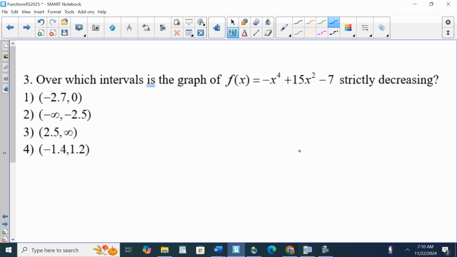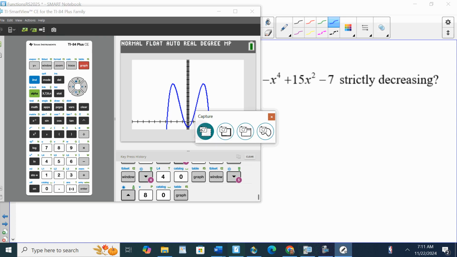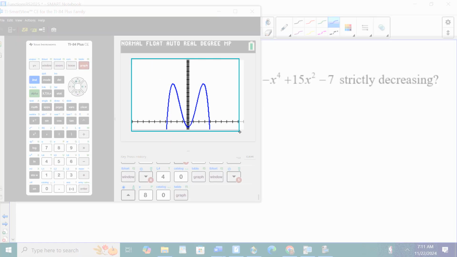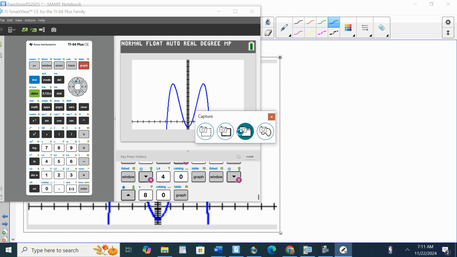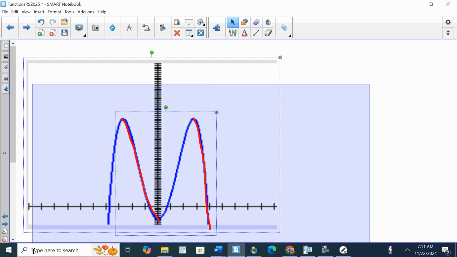Let me see if I can do this here. It's decreasing from here to here, and then from here to here. So let me just bring this back here.